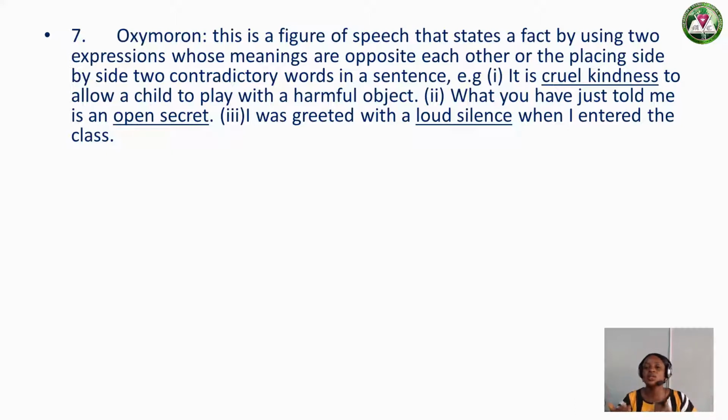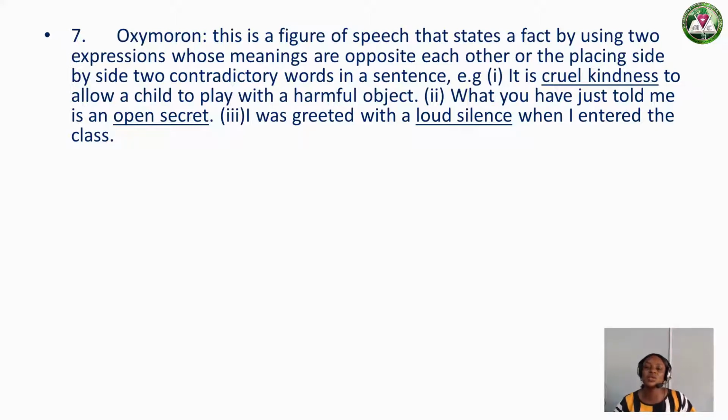It is cruel kindness to allow a child to play with a harmful object. Now we can see in this sentence that we are seeing two opposite words, cruel and kindness, coming together in a sentence to make a meaning. What makes it cruel? For an adult to allow a child to play with a harmful object is cruel.